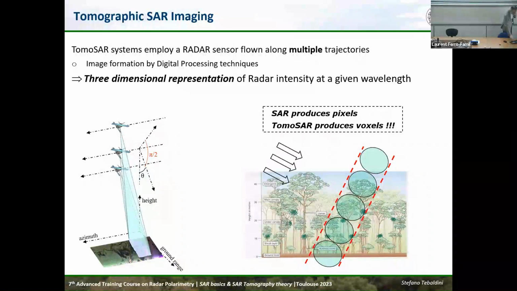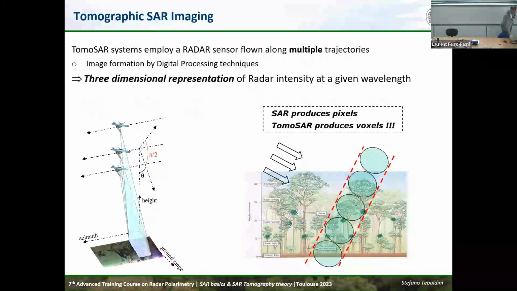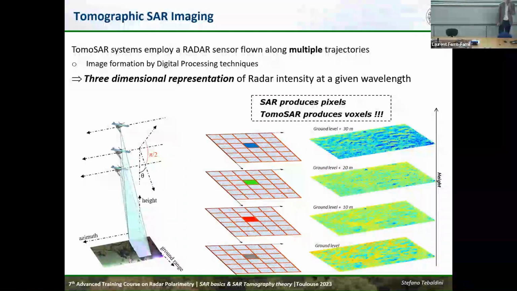So I like this representation. Just imagine that this balloon here is the area that contributes to the signal in each pixel in a SAR image. So each pixel is the result of everything within this bluish balloon. Well, for tomography, it's no longer about pixels, it's about voxels. And so the balloons here mean that you can resolve the terrain, you can resolve the mid canopy, the top of the canopy, and so on. And this is an example of how it works.